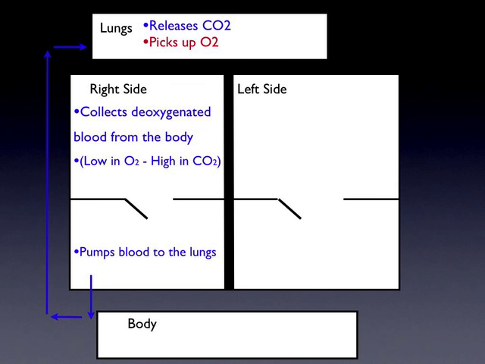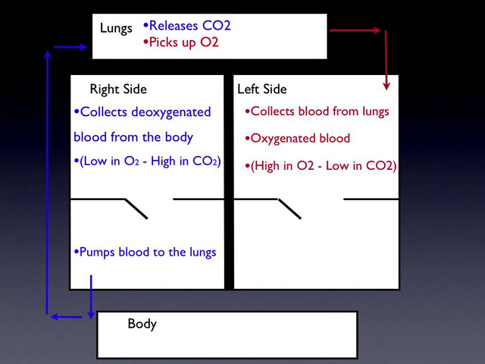All right, so this blood has been recharged, now has oxygen, and it got rid of its carbon dioxide. Where does it go next, do you think? To the left side. Yeah, it goes back to the heart. It goes to the left side of the heart, though. So this left side of the heart collects this newly recharged blood from our lungs, this oxygenated blood that's high in oxygen and low in carbon dioxide.